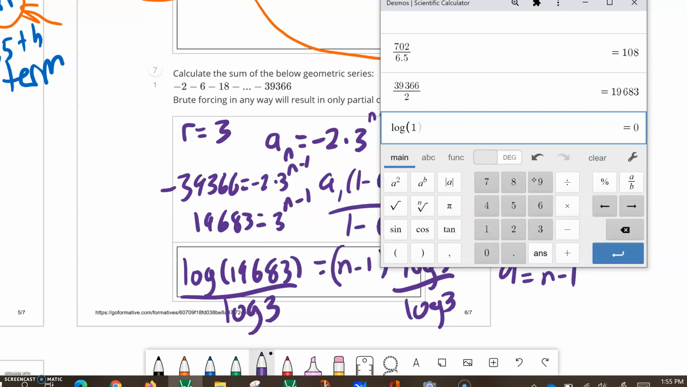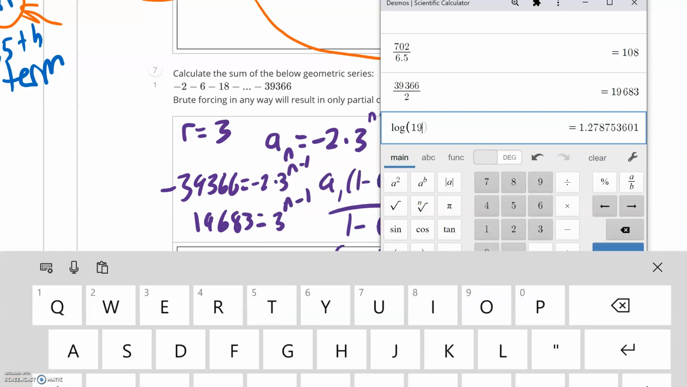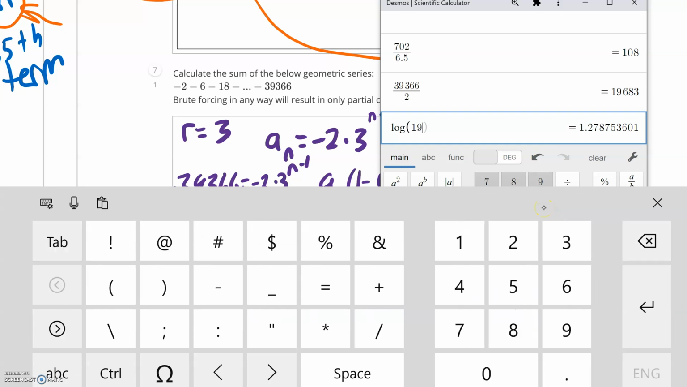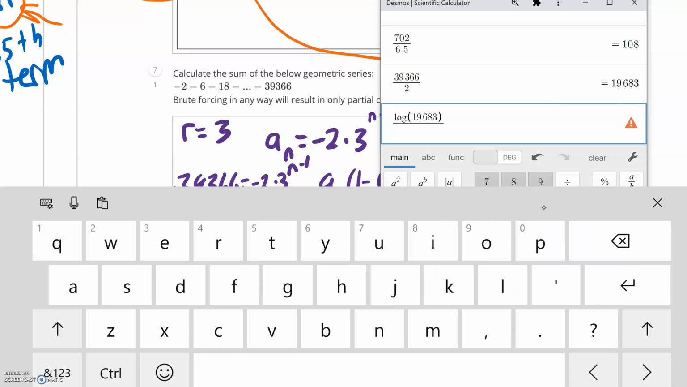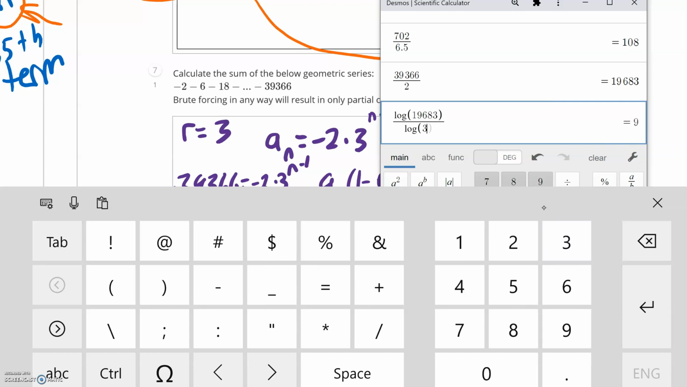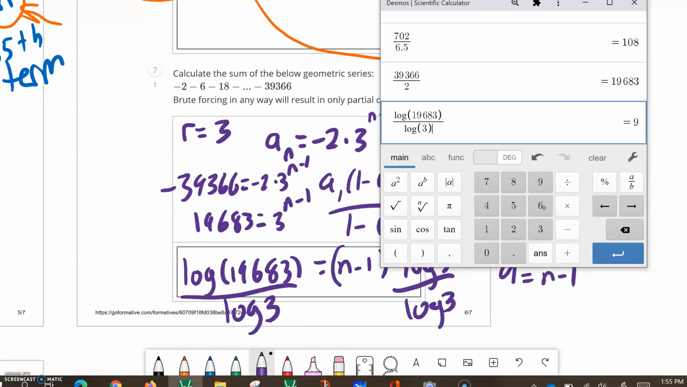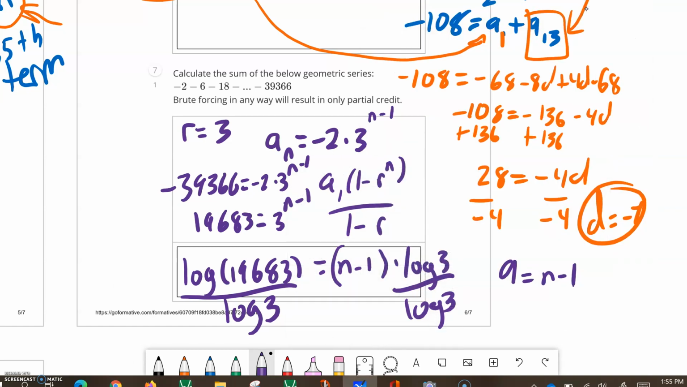Okay, I want to just disable that, but we'll deal with it later. Now 1968683. Okay, divided by log of 3 is 9. There we go. Sorry that took so long. And then add 1 over and you get n equal to 10.